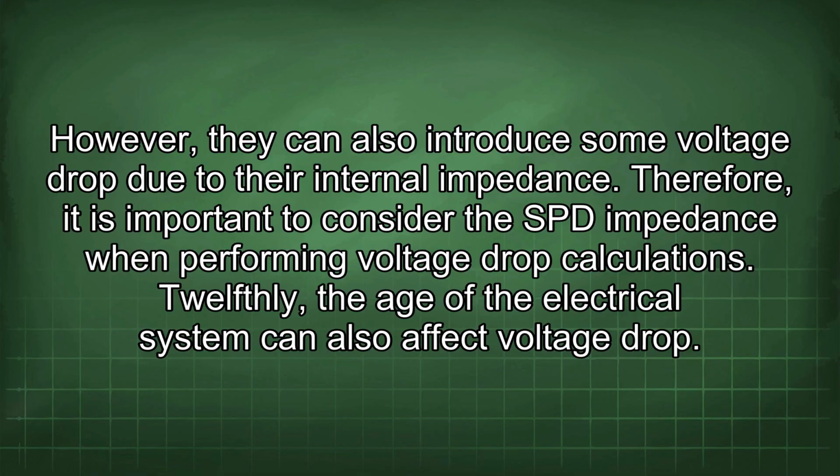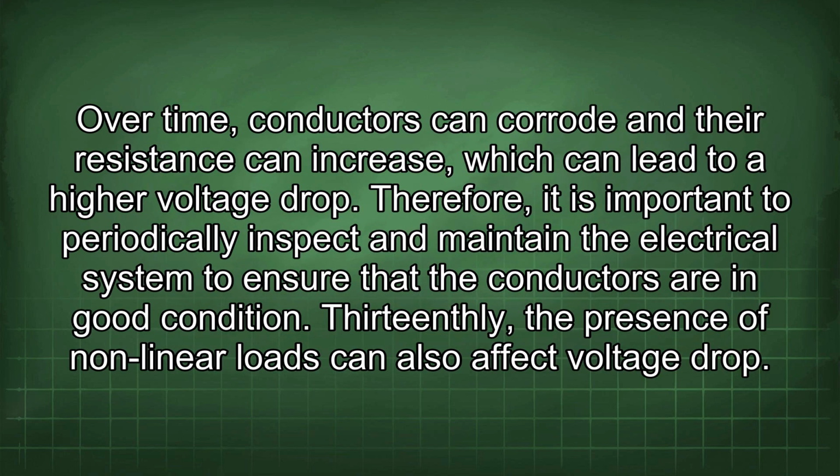Twelfthly, the age of the electrical system can also affect voltage drop. Over time, conductors can corrode and their resistance can increase, which can lead to a higher voltage drop. Therefore, it is important to periodically inspect and maintain the electrical system to ensure that the conductors are in good condition.